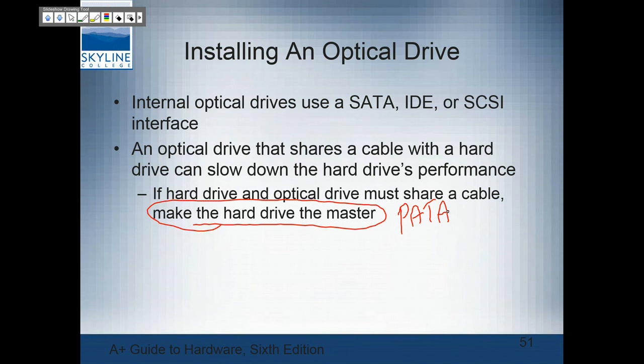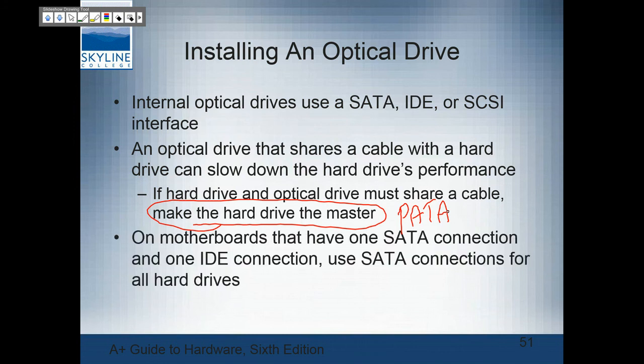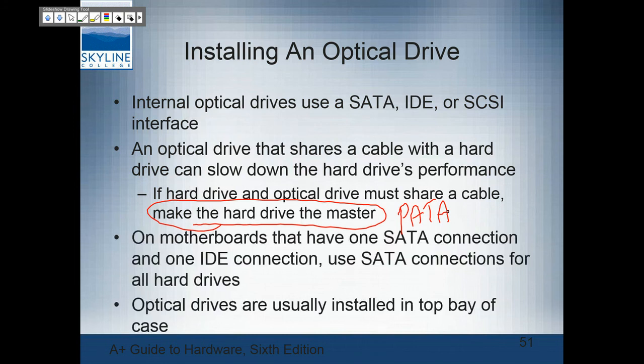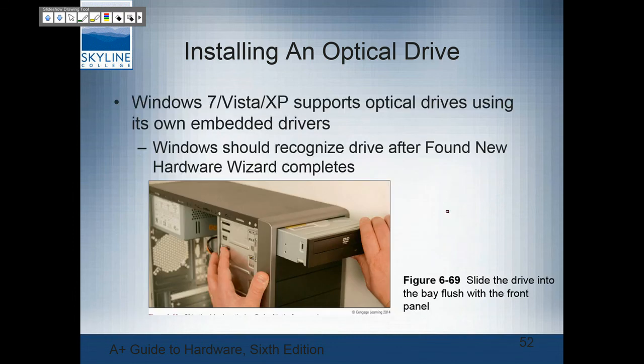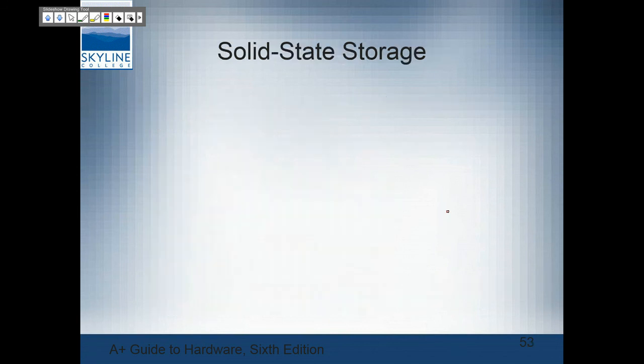I always think about cables as highways or interstates or whatever else. How many devices, how many stores are you going to have? You don't want two big stores on the same two-lane highway if you can't avoid it. Usually installed in the top bay. And this is things that you can read in the book. Windows found a new device, and do you want to install it? Yes.